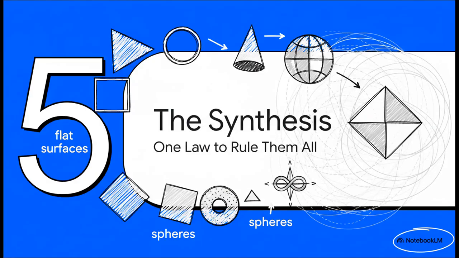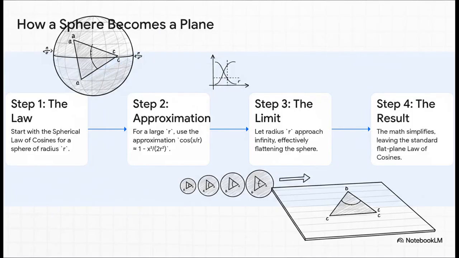So it looks like we've got two completely different laws, right? One for flat planes and one for spheres. Or do we? This, my friends, is the moment where it all clicks into place. So how in the world do these two laws connect? Okay, just follow the logic here.